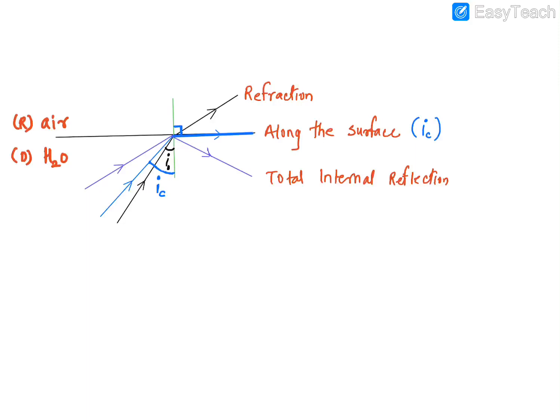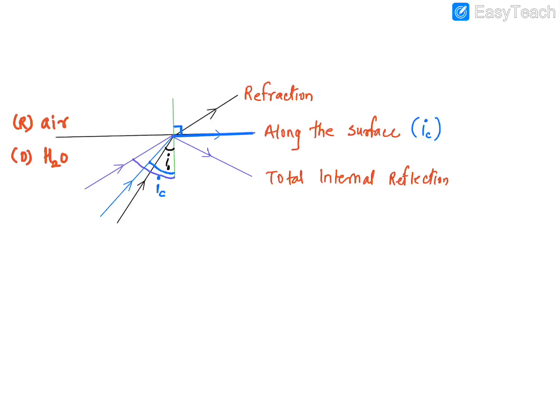So what is the critical angle? The critical angle is that angle of incidence in the denser medium for which the angle of refraction is 90 degrees in the rarer medium. And now the third angle which was formed out here is this angle.